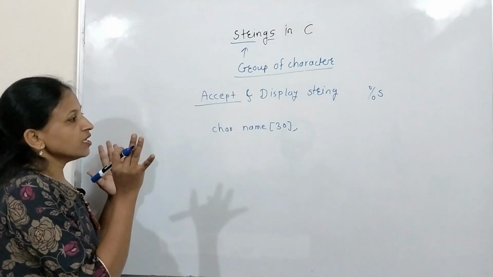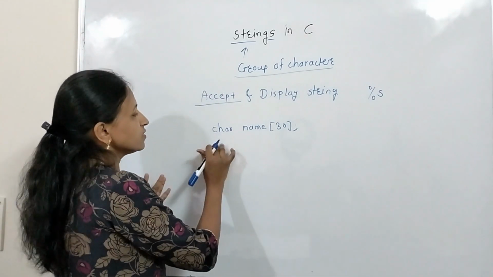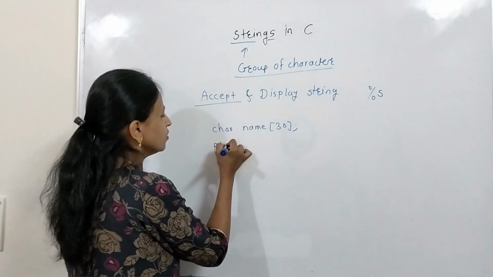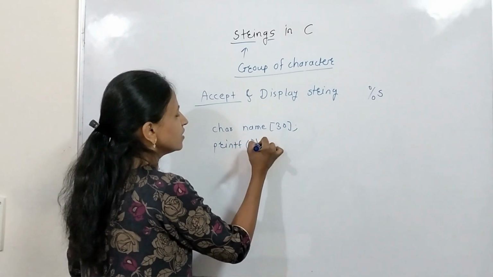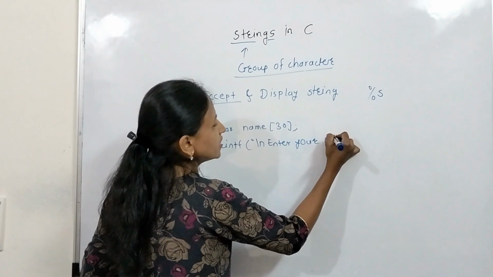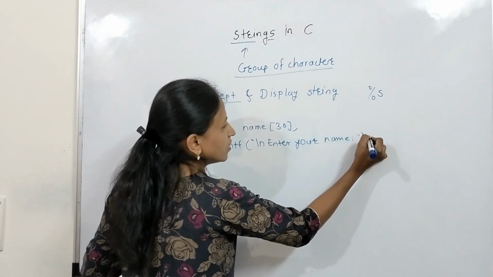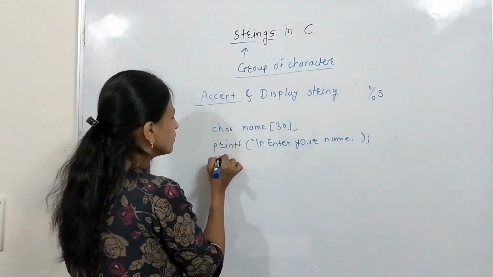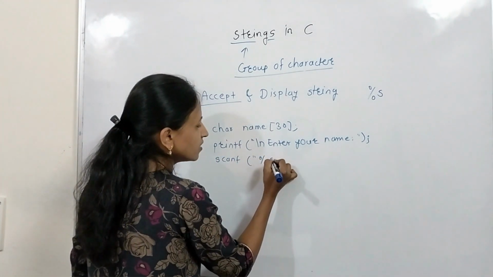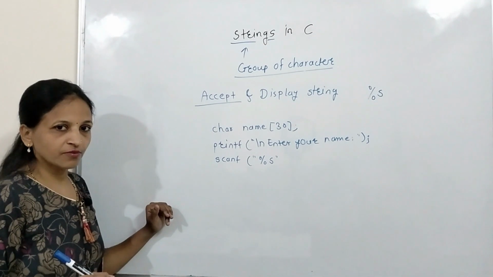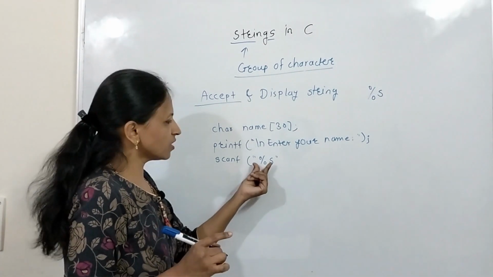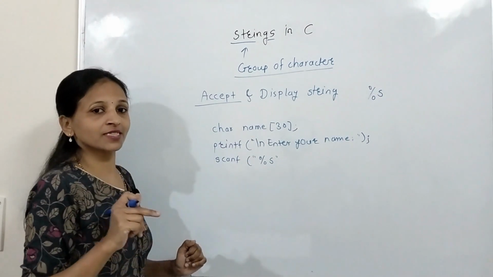Now see how to accept string. Here we have to give message like enter your name. Okay, through printf we can give message like printf enter your name, in this way. Now how to accept? We can use scanf. Here normally in scanf, first we write whatever format specifier in double quotes.